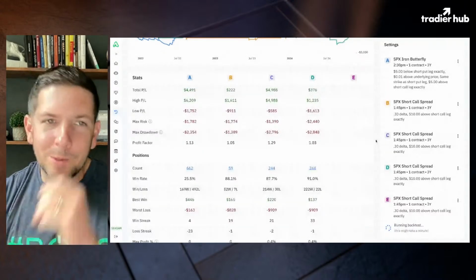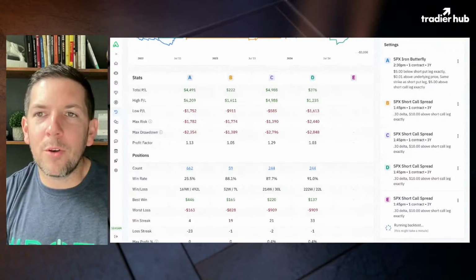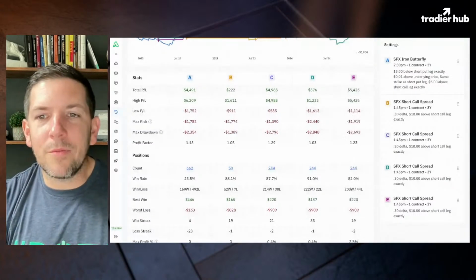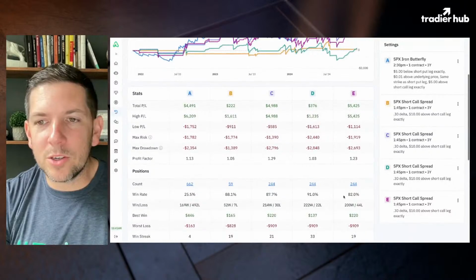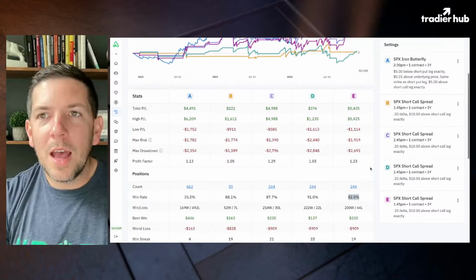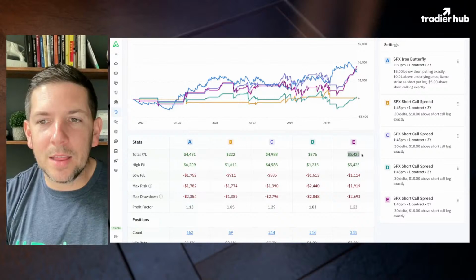So let's go the opposite direction. Let's not go down to 25. We'll go back to 50. 50 works, right? So now does 75 work? Okay, great. 75 works. Your win rate went down. That makes sense. You're holding the position a little bit longer, but at the end of the day, you're making a little bit more money.